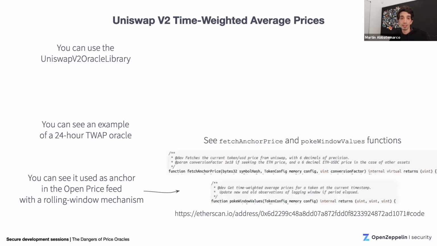And actually, I mentioned at the beginning that the open price feed is actually using this mechanic. So you can check the code of the open price feed, and you will see the fetch and pop windows value functions where they implement this lagging window mechanism, which is quite interesting, and you can check it to use Uniswap V2 time-weighted average prices.